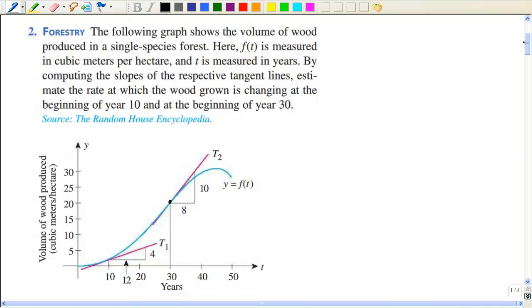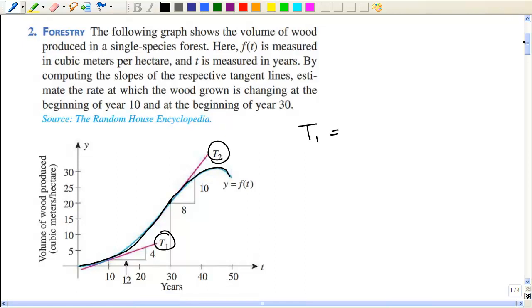Alright, so you've got this graph here that's curvy, and apparently it is the volume of wood produced in a forest. So you can see that if you drew different tangent lines, those tangent lines have different slopes. Like this one has a smaller slope than that one because it's less tilting. Alright, so we're going to find T1, which is the slope of this first tangent line.